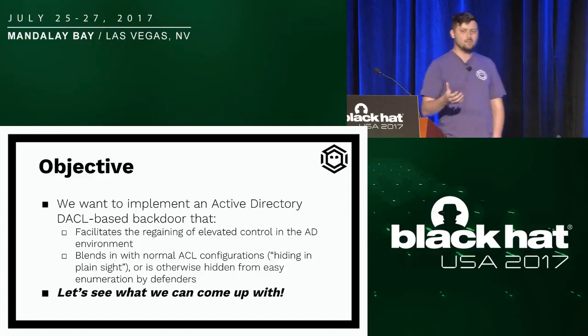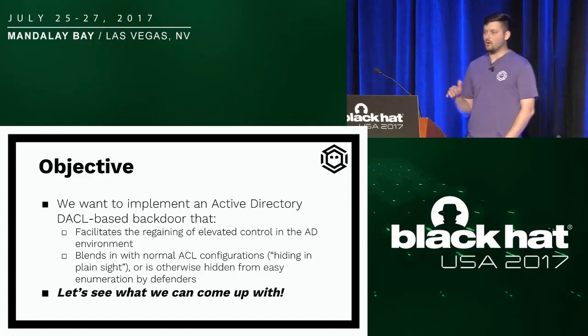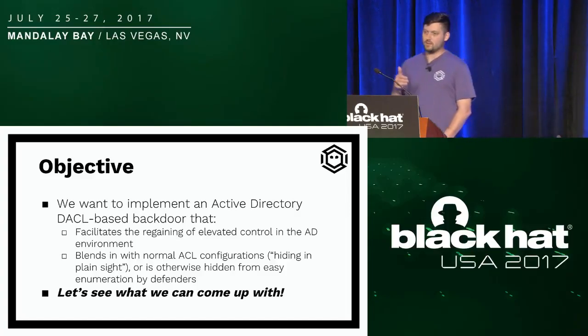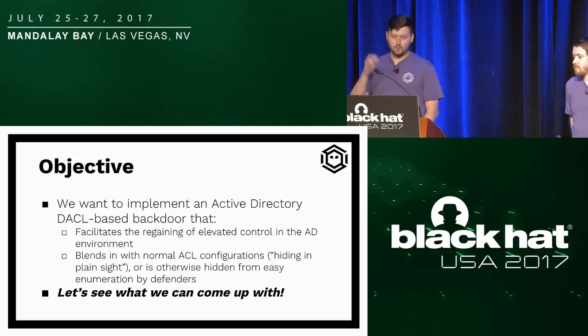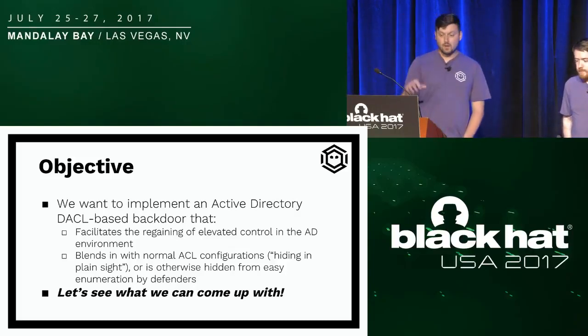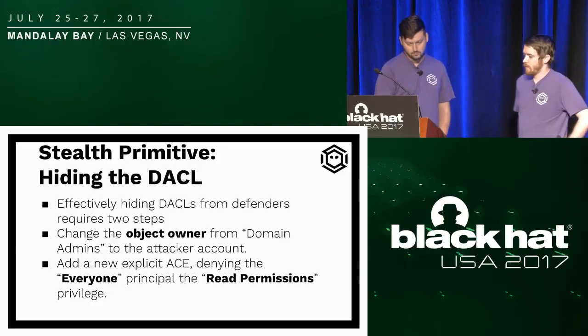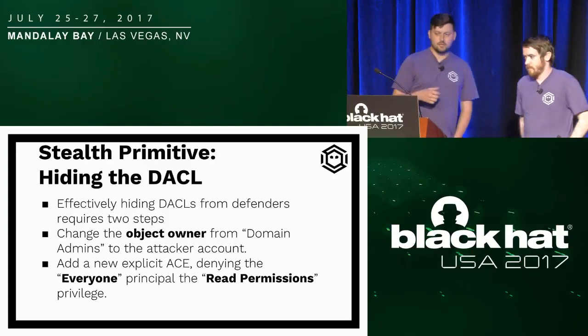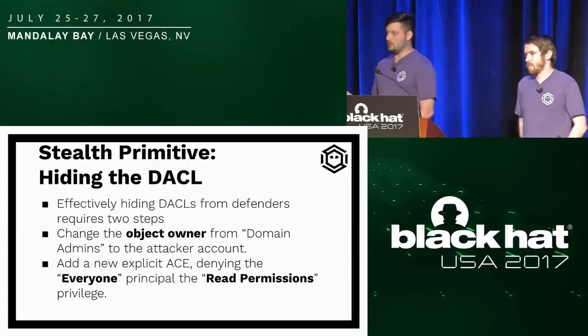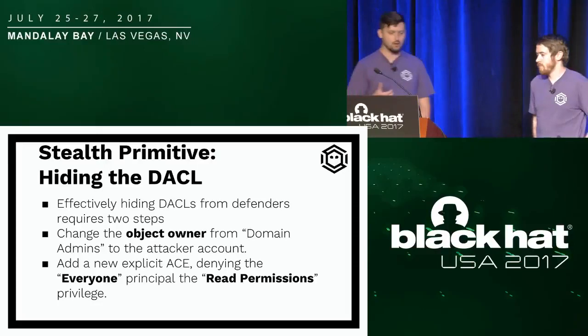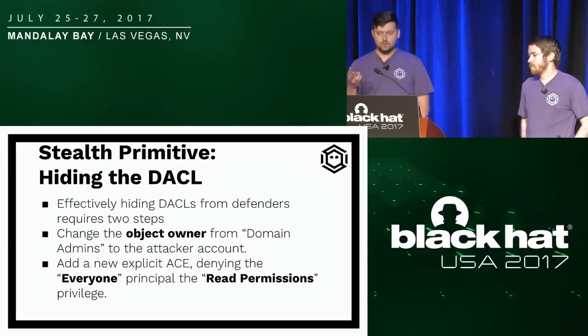We want to blend in with existing ACLs so that it's very hard to tell the difference between our malicious ones and quote-unquote good ones. We also have other primitives for making it very hard for an auditor to actually find. The first of which is the ability to hide the DACL from enumeration by an auditor. This requires 2 steps.